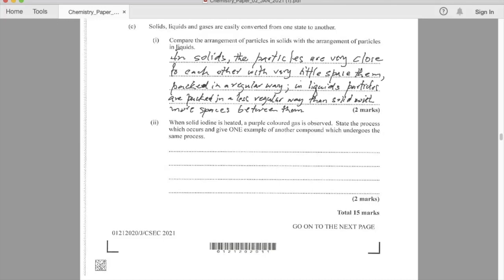When solid iodine is heated, a purple colored gas is observed. State the process which occurs and give one example of another compound which undergoes the same process. So we're getting solid changing directly to a gas, skipping the liquid state. We call that sublimation. And another substance that undergoes sublimation, dry ice. We could also use naphthalene. Many persons know this as camphor ball. Naphthalene. All right, we just need one. We don't need to over answer.